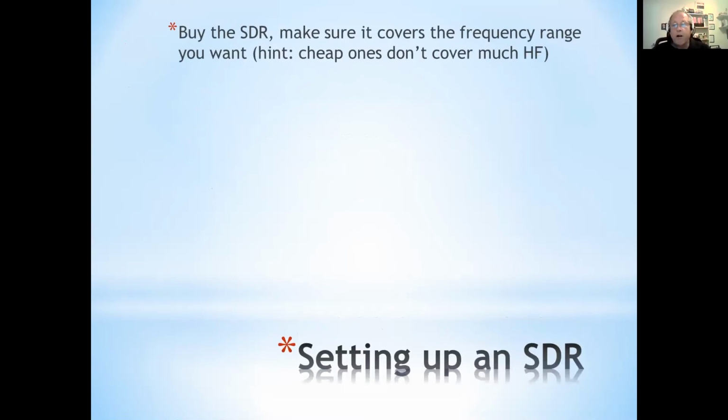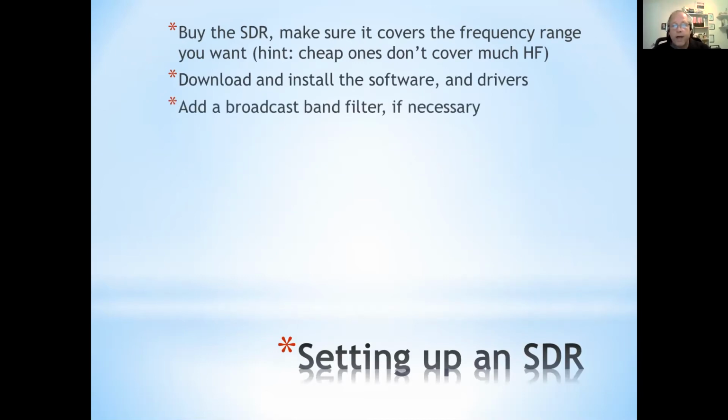If you buy an SDR, make sure it covers the frequency range you're interested in. And hint, as I mentioned before, the cheap ones don't cover much of the HF band. The one that I'm using here really starts working at about 10 meters. You can download and install the software and drivers, add a broadcast band filter if you want to try to notch that AM station out that's close to your house.